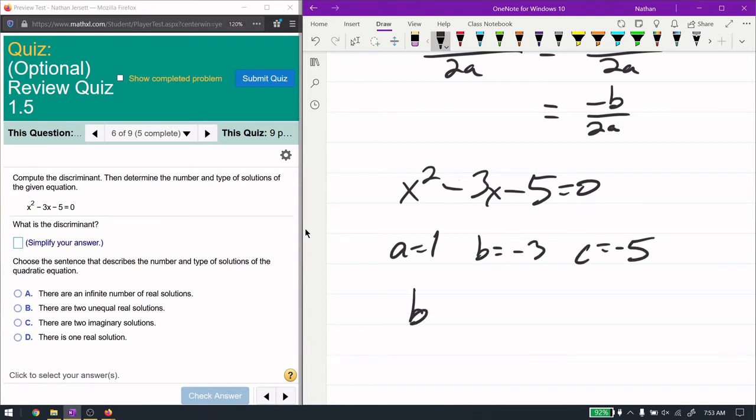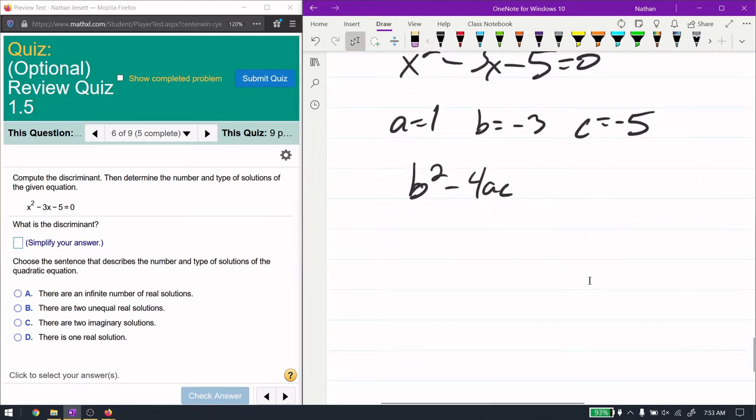Okay, and then we have b squared minus 4ac. b is negative 3, so negative 3 squared is 9. 4 times a is 4 times 1 is 4. And then we have 4 times negative 5 is going to be negative 20, but there's a negative already in front of it, so it's going to be positive 20. And that gives me 29.